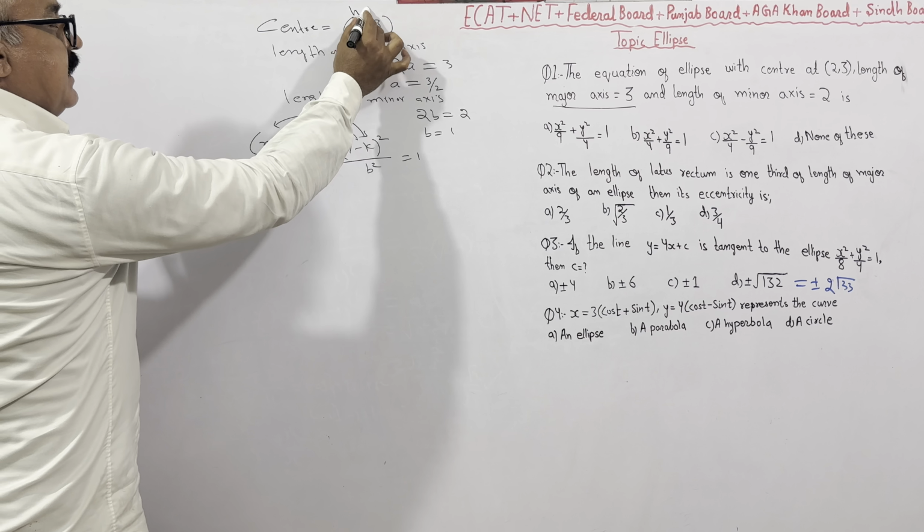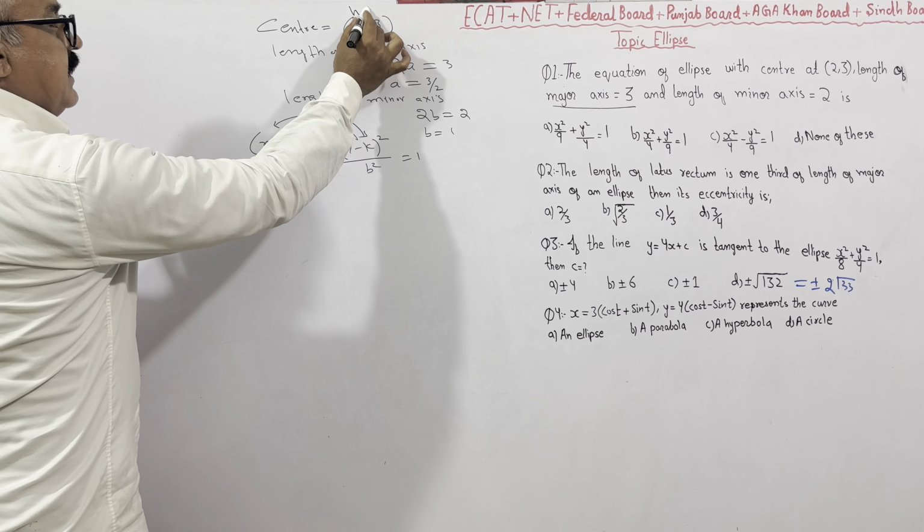x is equal to 3 times cos t plus sin t. If I shift 3 here, x over 3 is equal to cos t plus sin t. That's our equation number 1. And the second equation is given: y is equal to 4 times cos t minus sin t. Shift 4 here, y over 4 is equal to cos t minus sin t. That's our equation number 2.